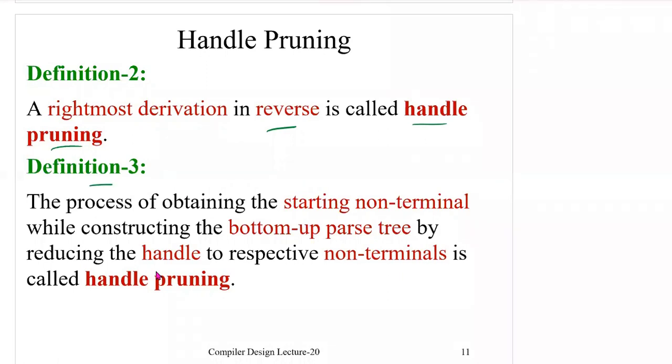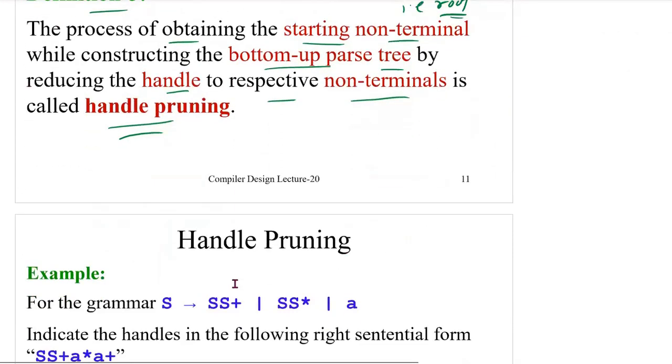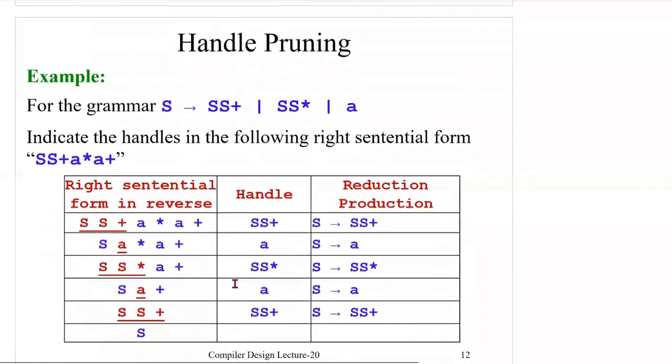Then another definition: the process of obtaining the starting non-terminal, that means the root with respect to the tree, while constructing the bottom-up parse tree by reducing the handle to the respective non-terminal, is called handle pruning. These are all the various definitions of handle pruning. Now let us see one example.